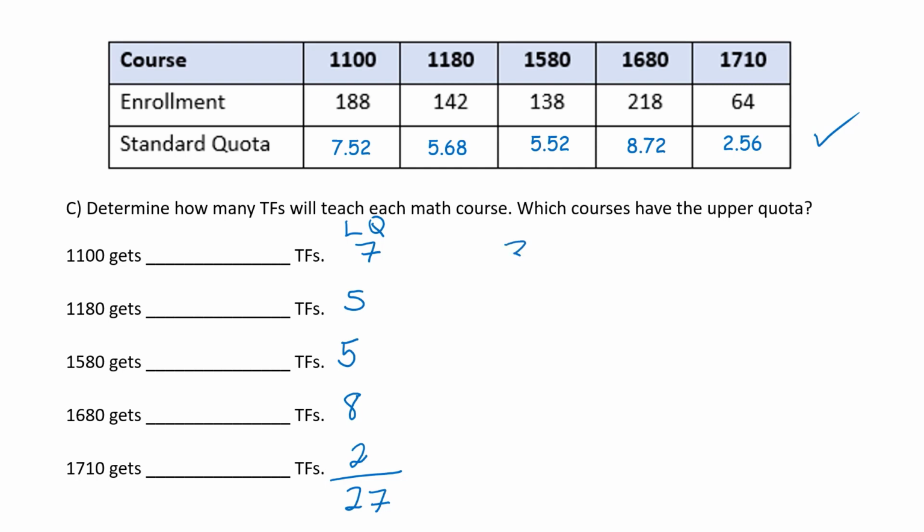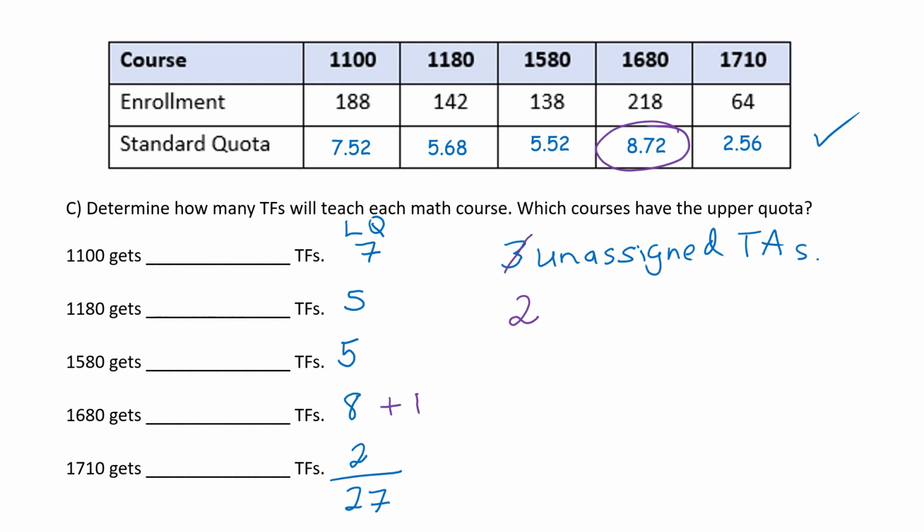That means we still have 3 unassigned TAs. According to Hamilton's rule, we start with the class that has the highest residual, that's the decimal portion, and I see the highest one as 1680. So for 1680, we give it 1, and now we're down to 2 unassigned TAs.